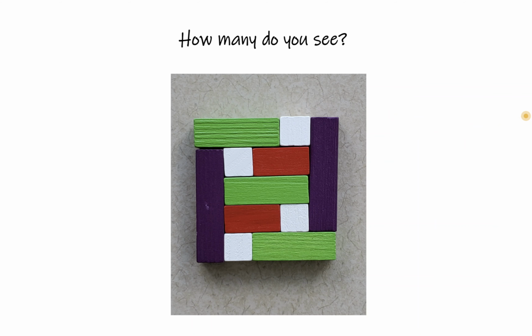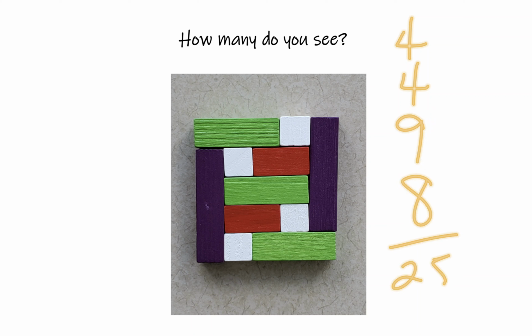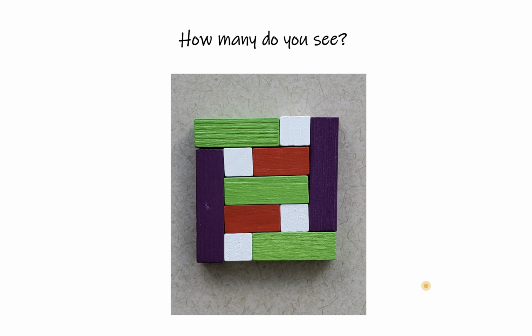We could count the individual red rods as 2 and 2 for a total of 4, and we could choose to add up all of these, knowing that there are 4 white, 4 red, 9 green, and 8 purple, and to get a total of 25 as the value of all of the rods together.